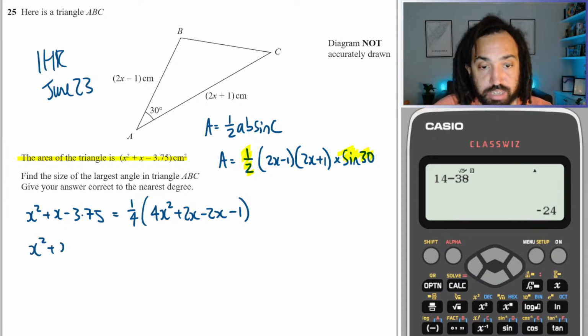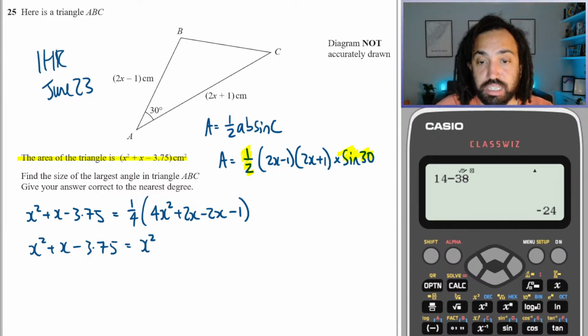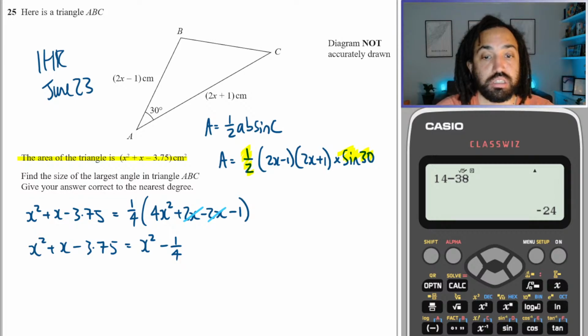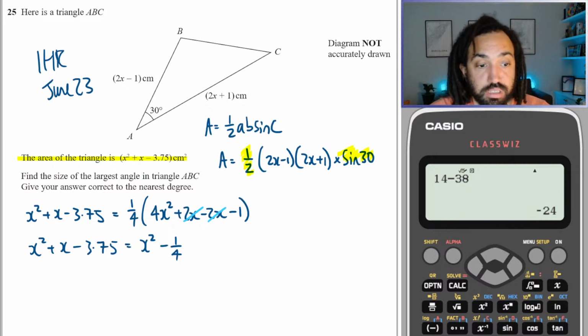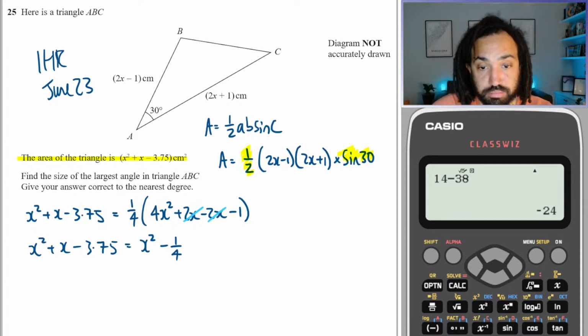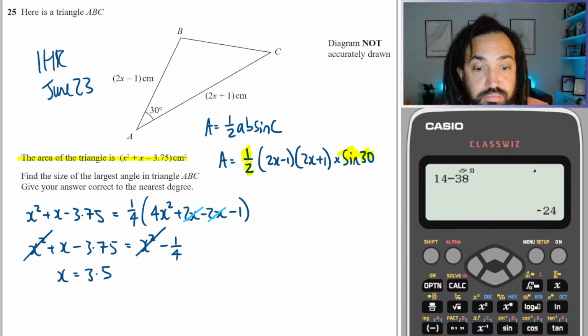So we've got x squared plus x minus 3.75 is equal to x squared and then minus a quarter, because the 2x's inside will cancel out, and we've got to divide by a quarter. Okay, the x squareds cancel out, which is quite nice. So we get x is equal to, when I add that to that side, it becomes 3.5.